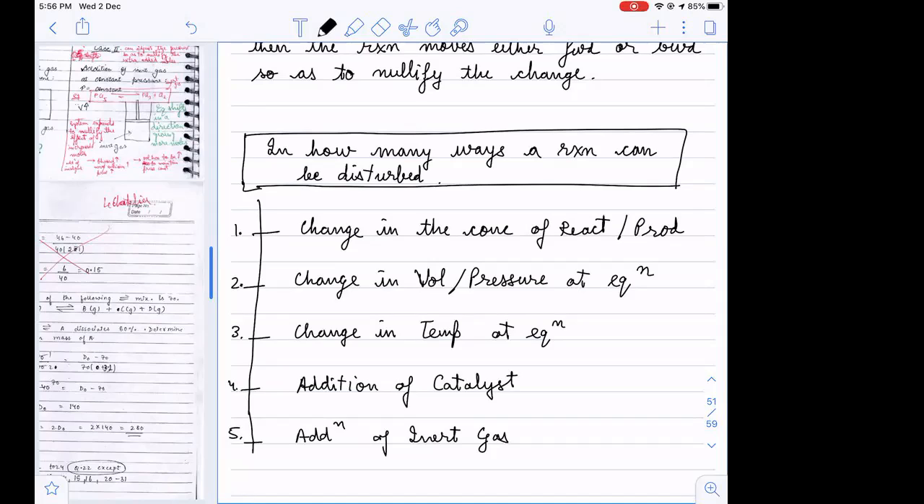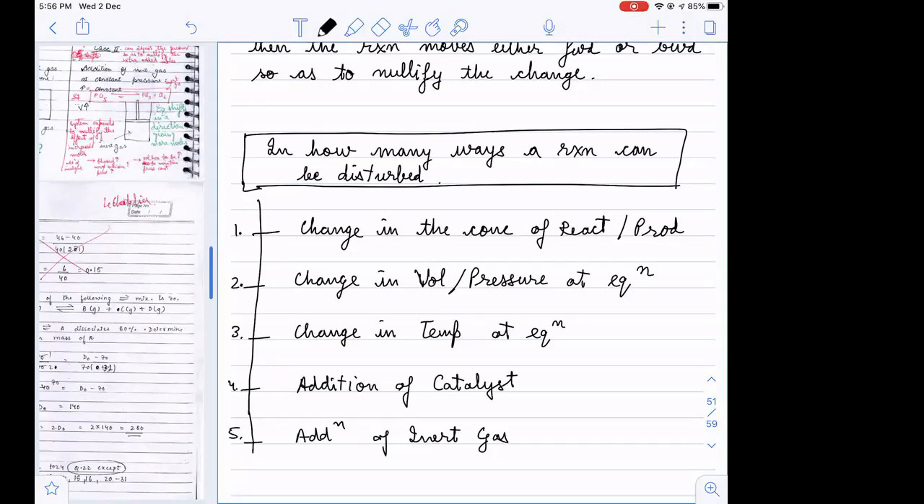But it is not necessary that equilibrium constant Kc has to change in order to give a change to equilibrium. So there are two different things. Change of the Kc and change of the equilibrium position. Change of Kc happens only if the change is there in temperature.